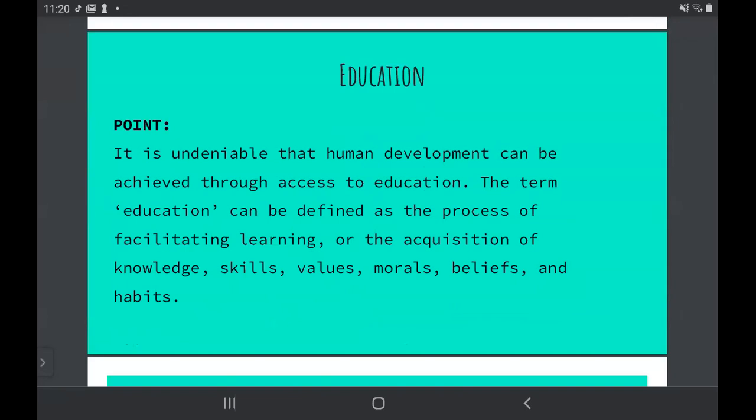Okay, so first point, we'll be looking at education. The point is, it is undeniable that human development can be achieved through access to education. The term education can be defined as the process of facilitating learning or the acquisition of knowledge, skills, values, morals, beliefs, and habits.